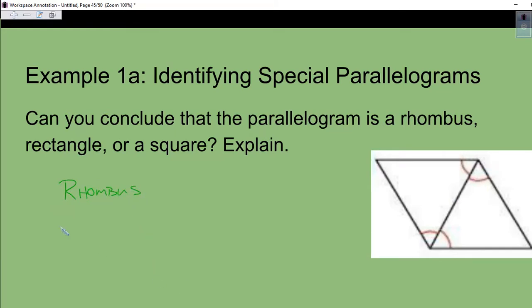And the reason is that a diagonal bisects a pair of opposite angles. So, based on the information, we know that it is a rhombus, bisecting a pair of opposite angles.